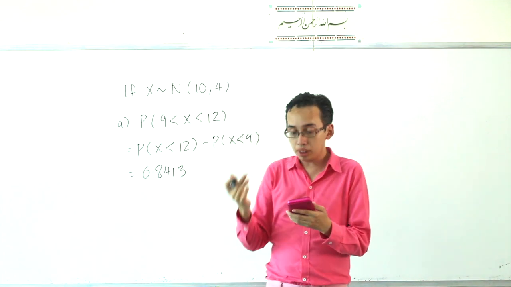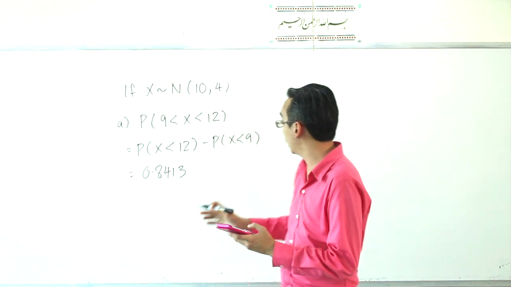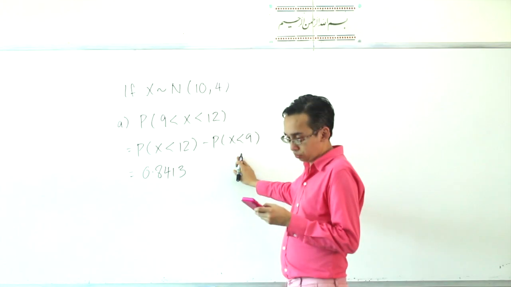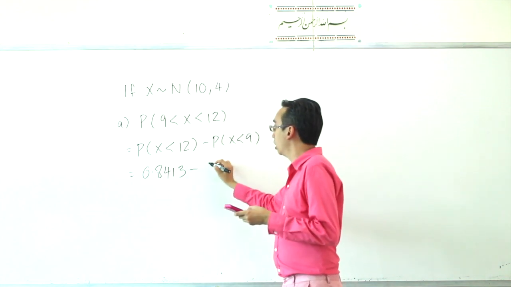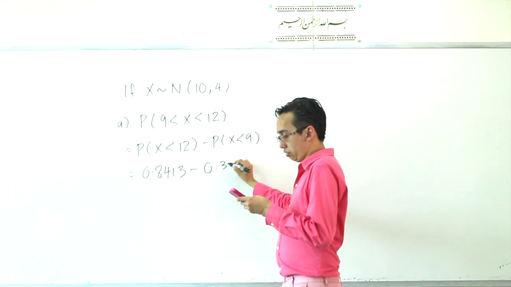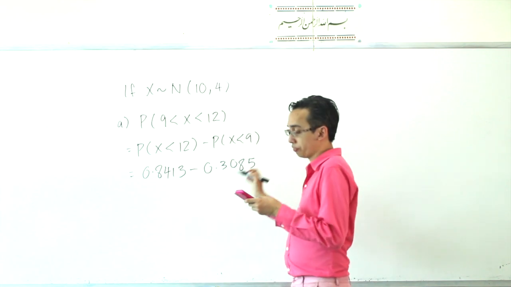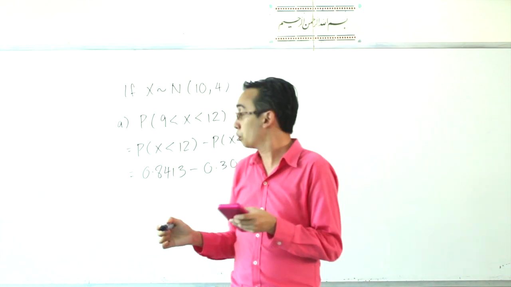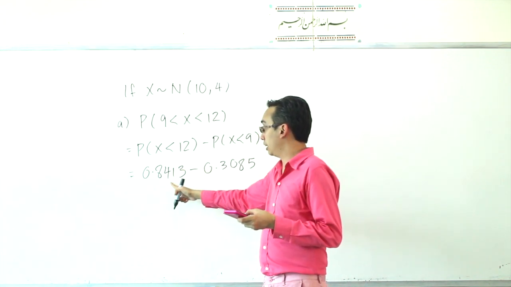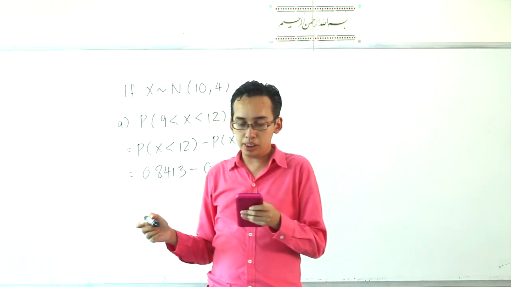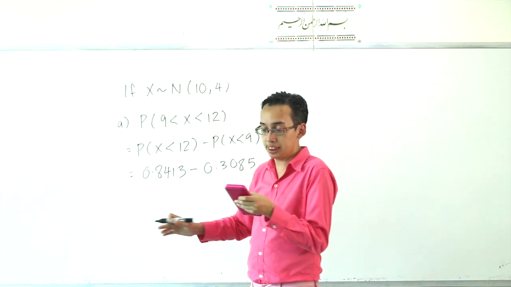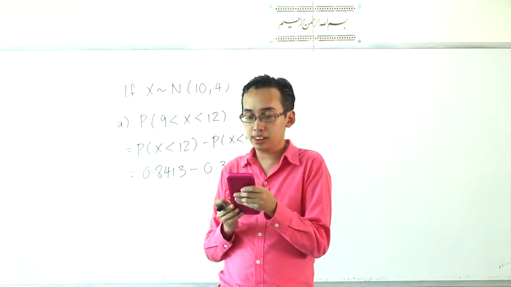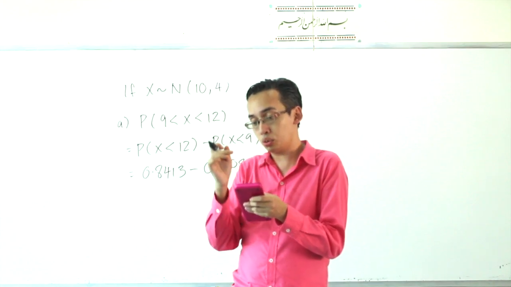Then do likewise for the normal distribution for X is less than 9. It will be 0.3085. So what I need you to do, you're supposed to take this, subtract this. Go up, highlight that answer 0.8413, and press enter. It will copy and paste it to the next line.